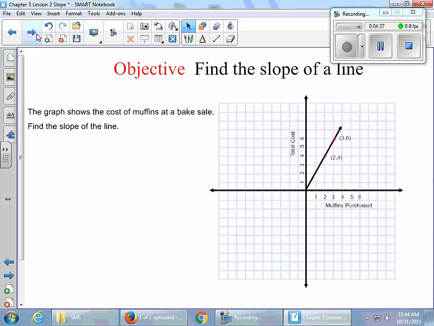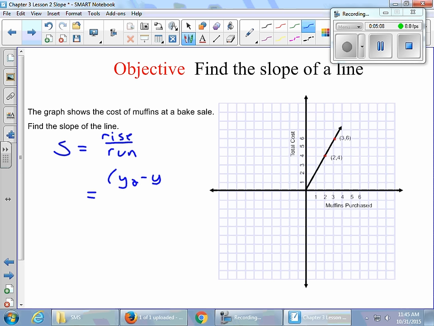The graph shows the cost of muffins at a bake sale. Find the slope of the line. Okay, to find the slope of a line when you have 2 points, we're going to use our slope formula. As always, write down your formula. So slope equals rise over run, as we know that. Also, as we learned in our key concept, it is y2 minus y1 over x2 minus x1.